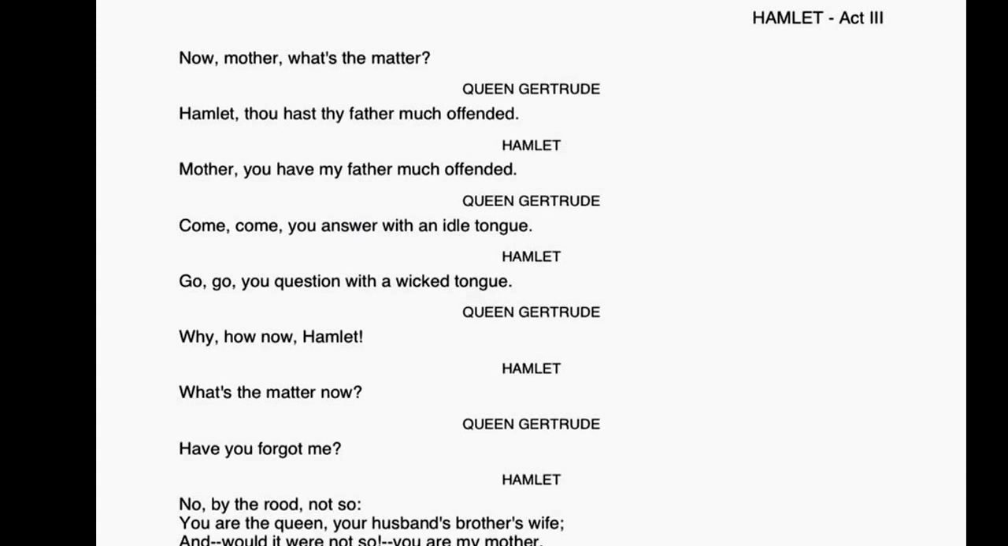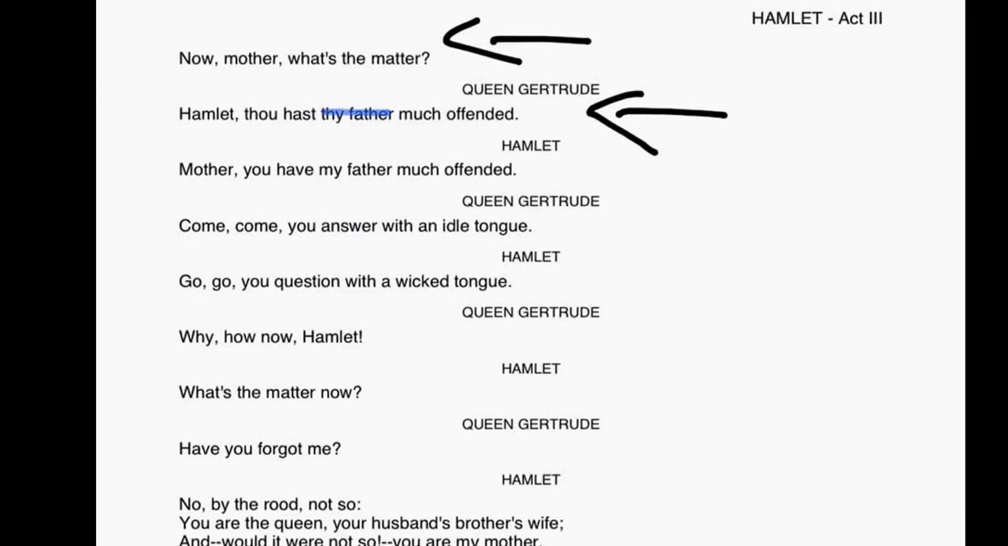Hamlet just wants to know why Gertrude has called him here, and Gertrude responds by saying, "You've upset Claudius." But of course, she uses the phrase "thy father" when she's talking about Claudius, and that gets Hamlet a bit offended. And so he mocks her by taking her sentence structure and mimicking it, but changing the meaning by saying "my father," as in King Hamlet rather than Claudius.